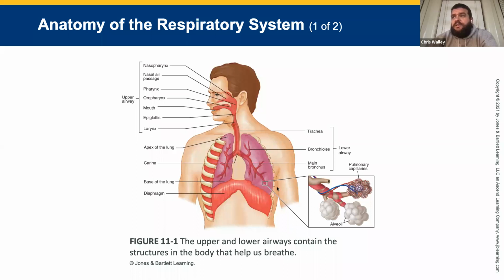We're going to break it down into the lungs, and we talked about going down into the alveoli, then into the pulmonary capillaries. Again, we broke this down before between the upper and the lower airway. So we just remember where it divides.